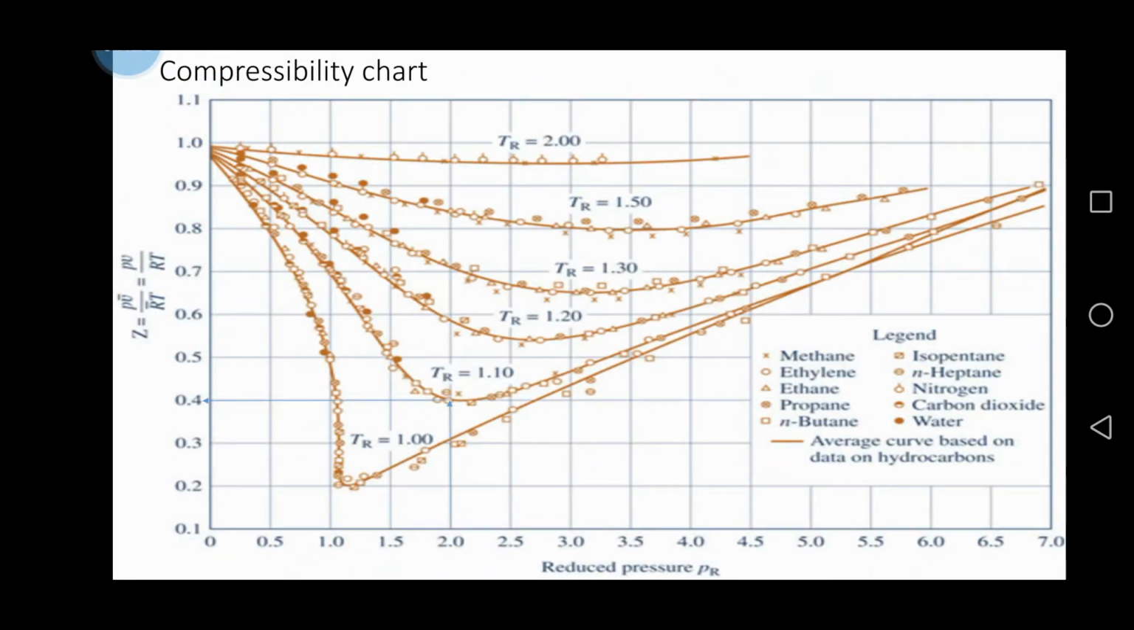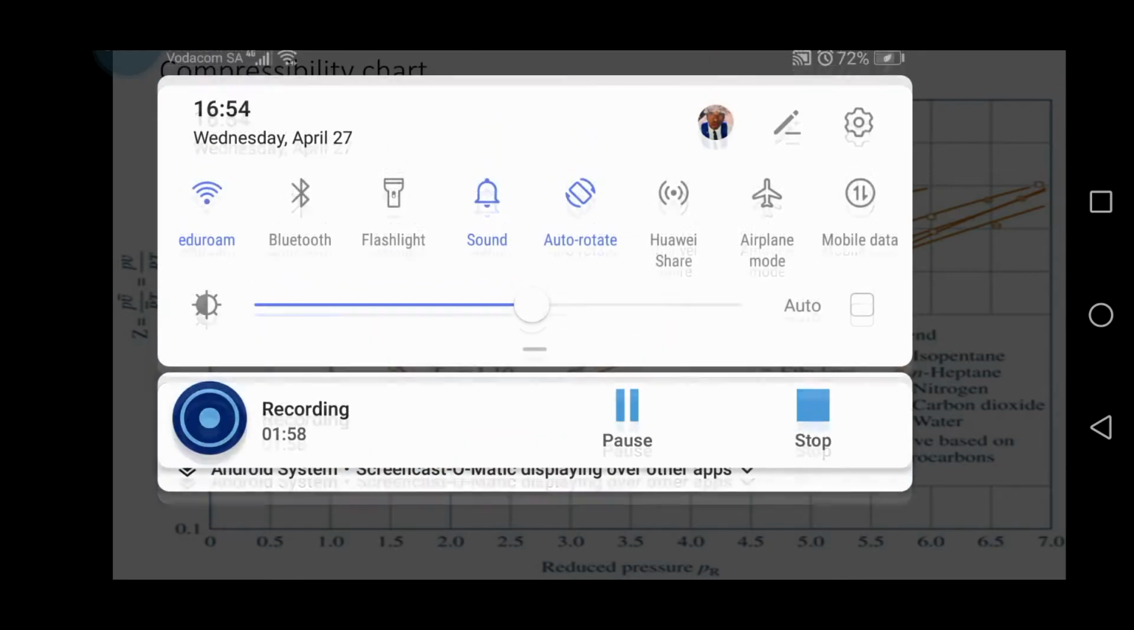When we reach our compressibility chart, we see that our reduced pressure is on the x-axis, and then our compressibility factor is on the y-axis. So on the x-axis, we go to 2.0, which is our reduced pressure, and then we go up with it until we meet the line for reduced temperature of 1.10. And then when we meet it, we go to the left, corresponding to our compressibility factor of a value of 0.4, which is our compressibility factor value.